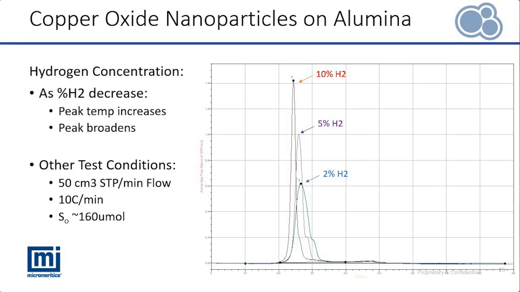Here, other analysis conditions are also controlled and kept constant: a total flow rate of 50 cc per minute, a 10 C per minute ramp rate, and approximately 160 micromole of copper oxide. Monti and Baiker performed this with 75 cc per minute, a heating rate of 12 C per minute, and 405 micromoles of nickel oxide.